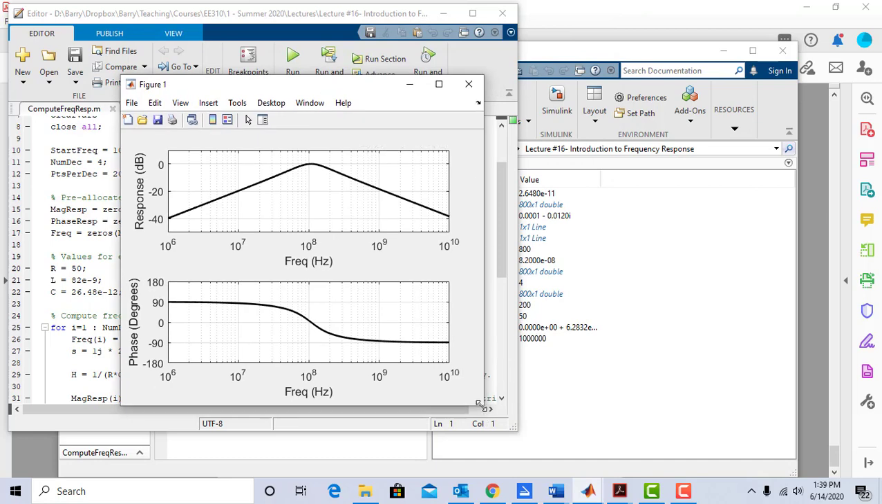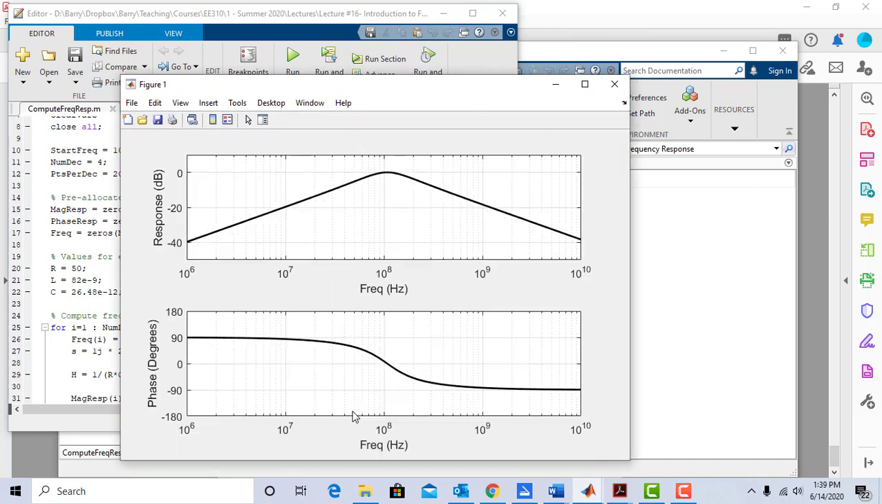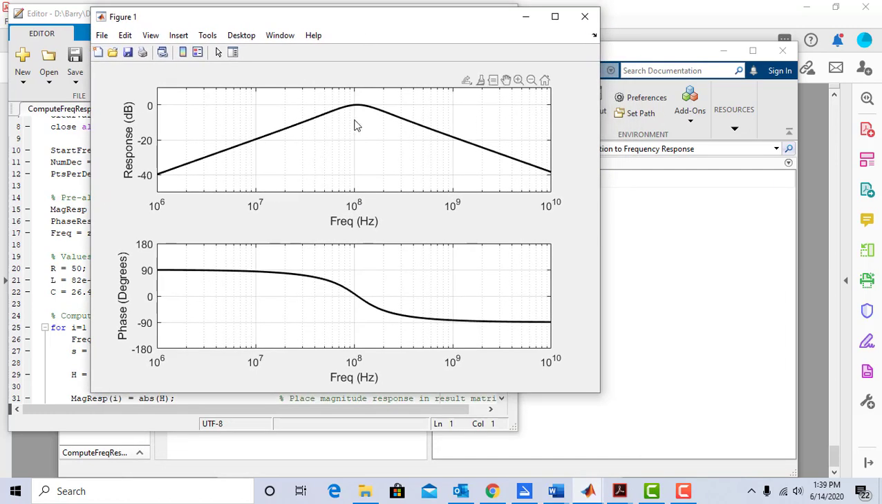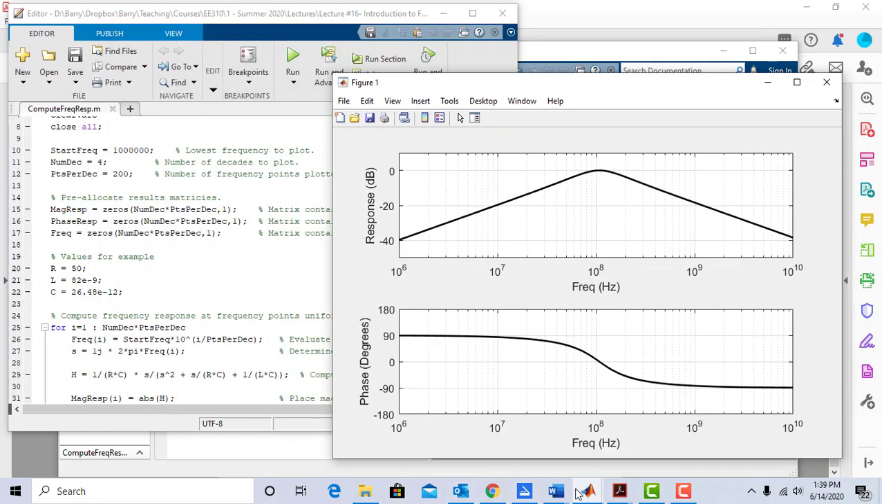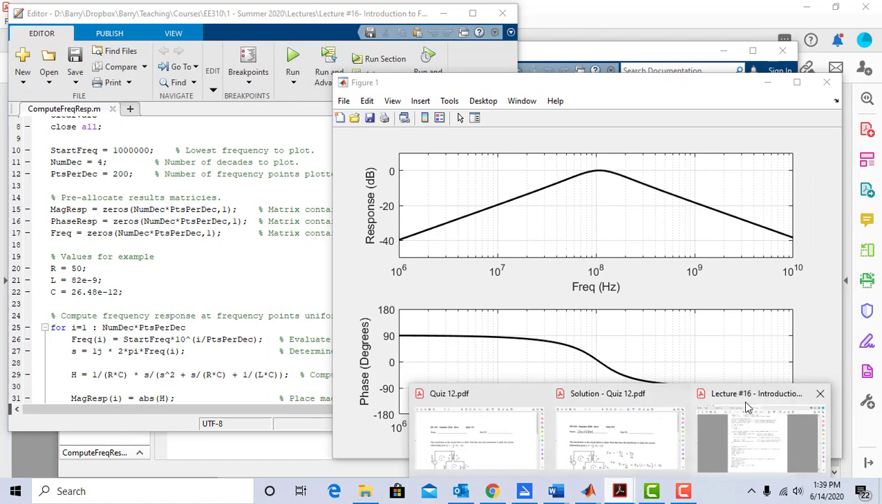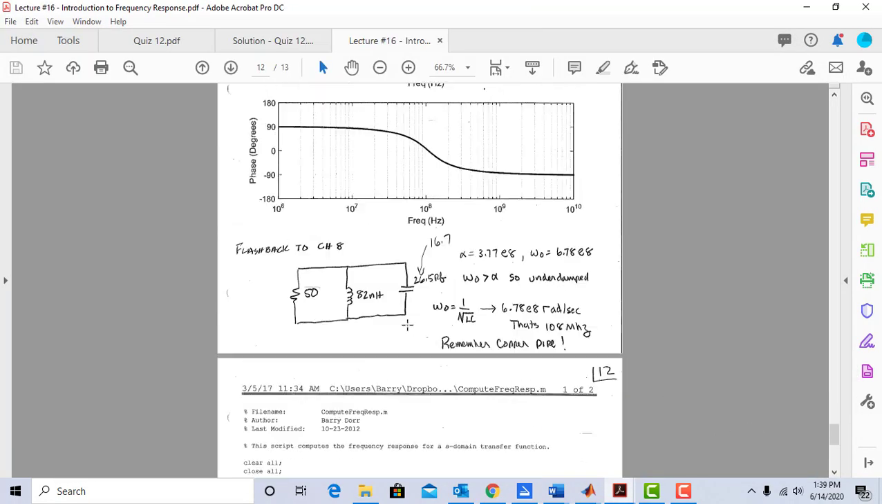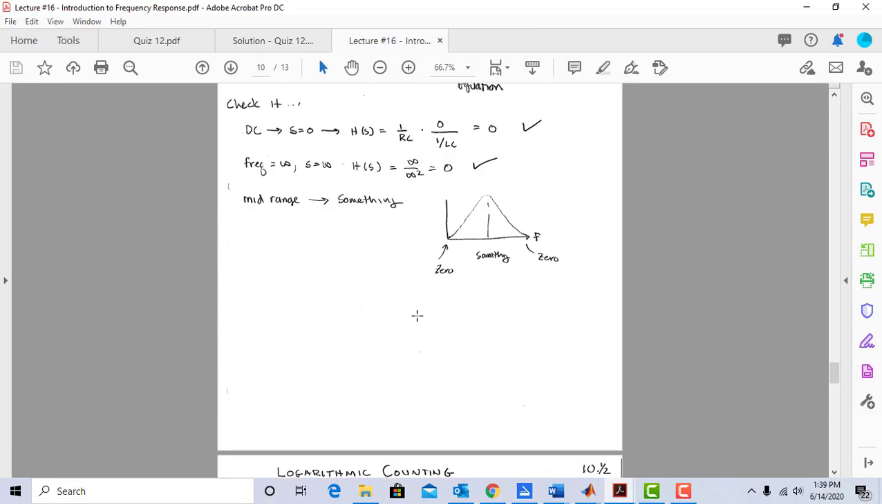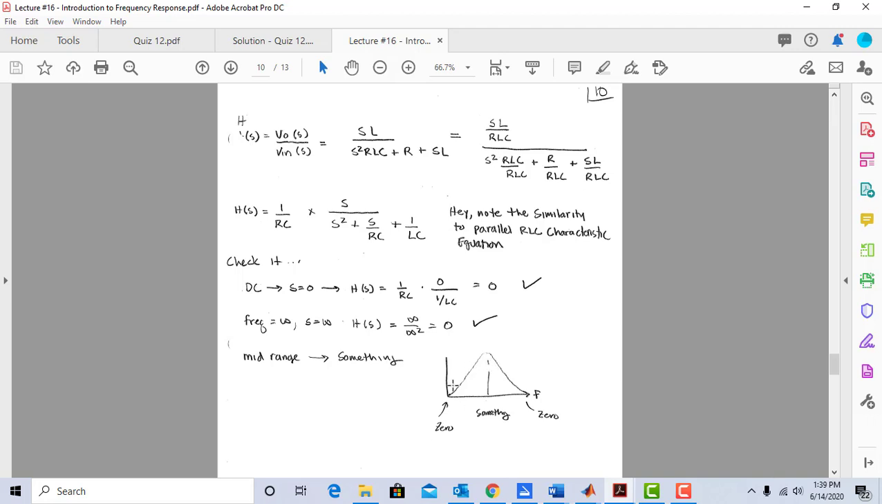So let's take a look at what we've got here. You can see I'm working in Hertz. Sometimes you work in radians, sometimes you work in Hertz. Get used to that. Here's my magnitude response. Here's my phase response. So we said that our frequency response was going to look something like this. We're going to have 0, 0, and something. Let's look.